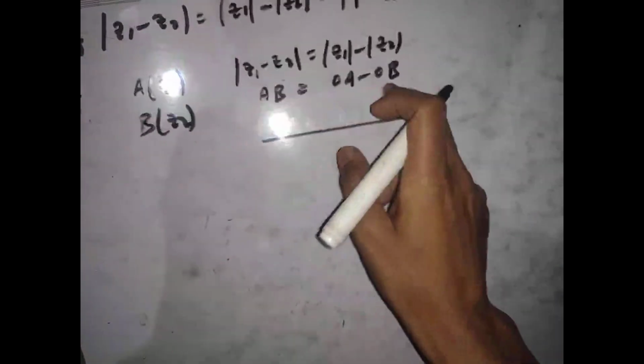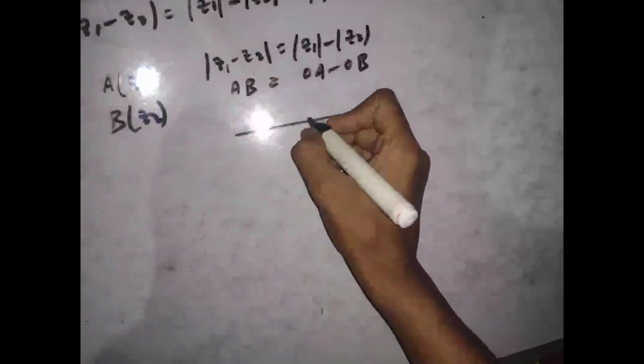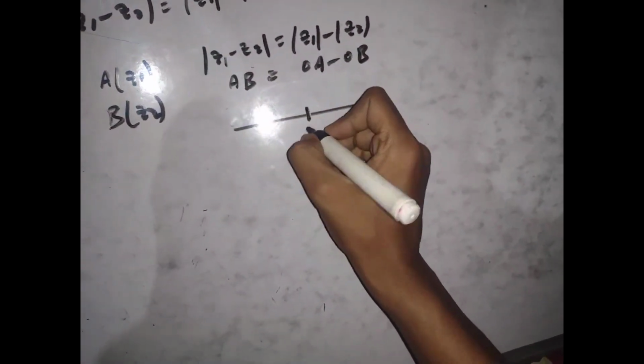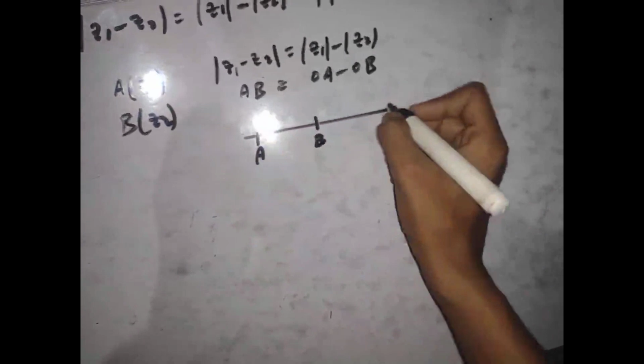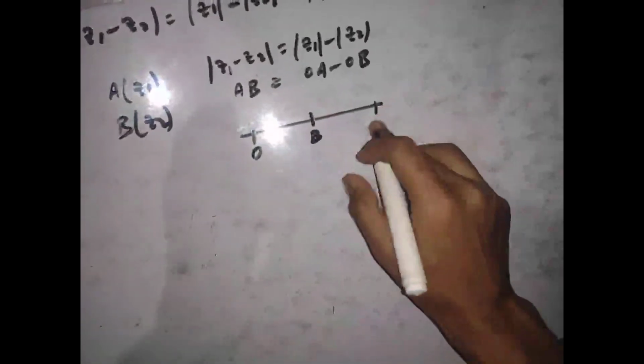So OA minus OB is AB. What does it mean? It means that B is somewhere in between A and O. Let's say O and A. Okay.